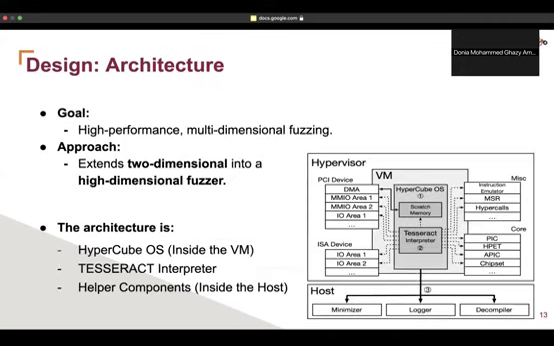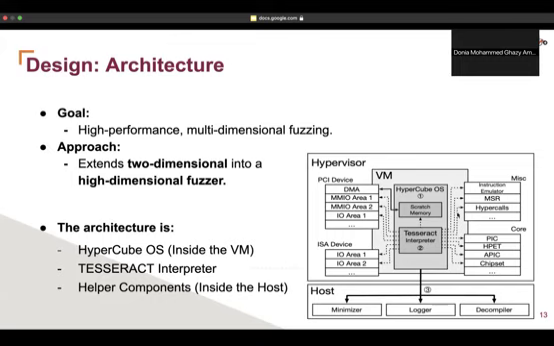Okay, so let's talk more about the architecture, but before that, let me remind you again of the goal of this new fuzzer. It is to have high performance, multi-dimensional fuzzing for both open source and private, or customized, hypervisors. The approach is basically to extend the two-dimensional, or low-dimensional, fuzzing into a high-dimensional fuzzing capable of interacting with any number of hypervisor interfaces in any order.